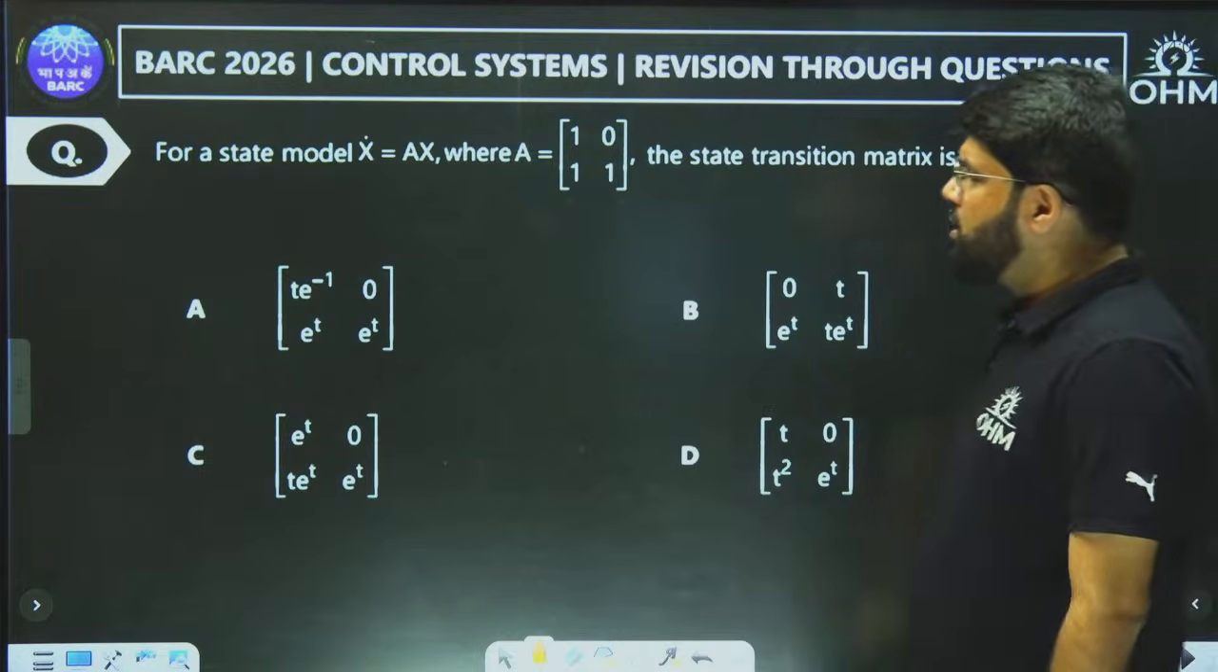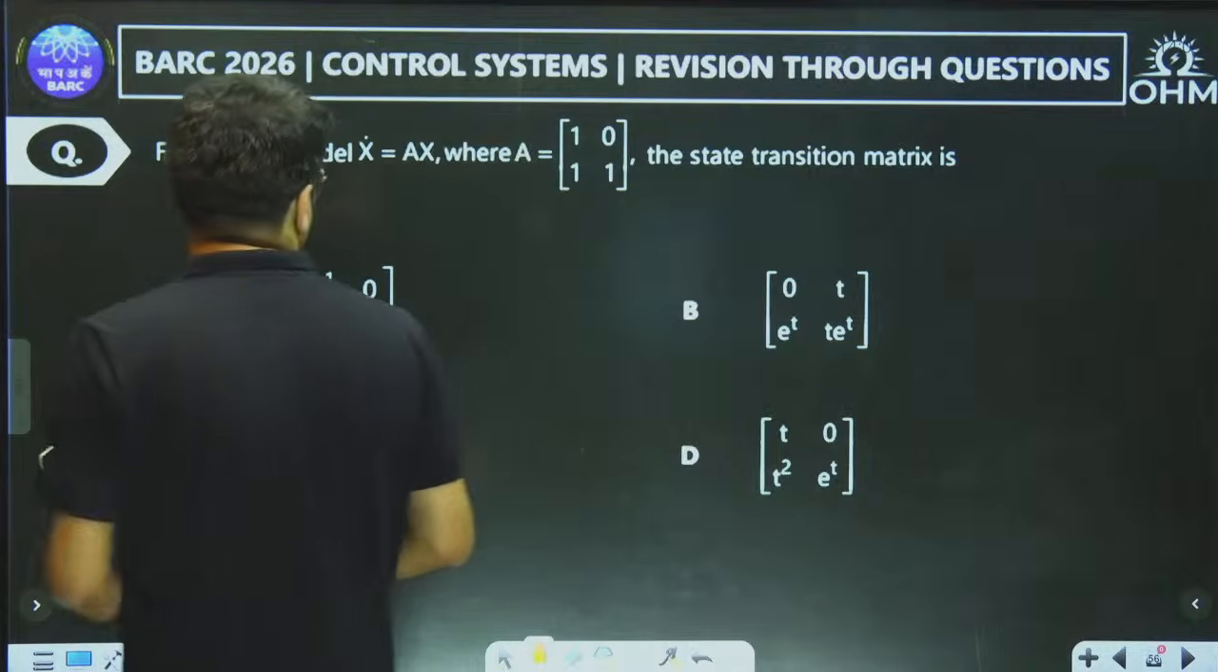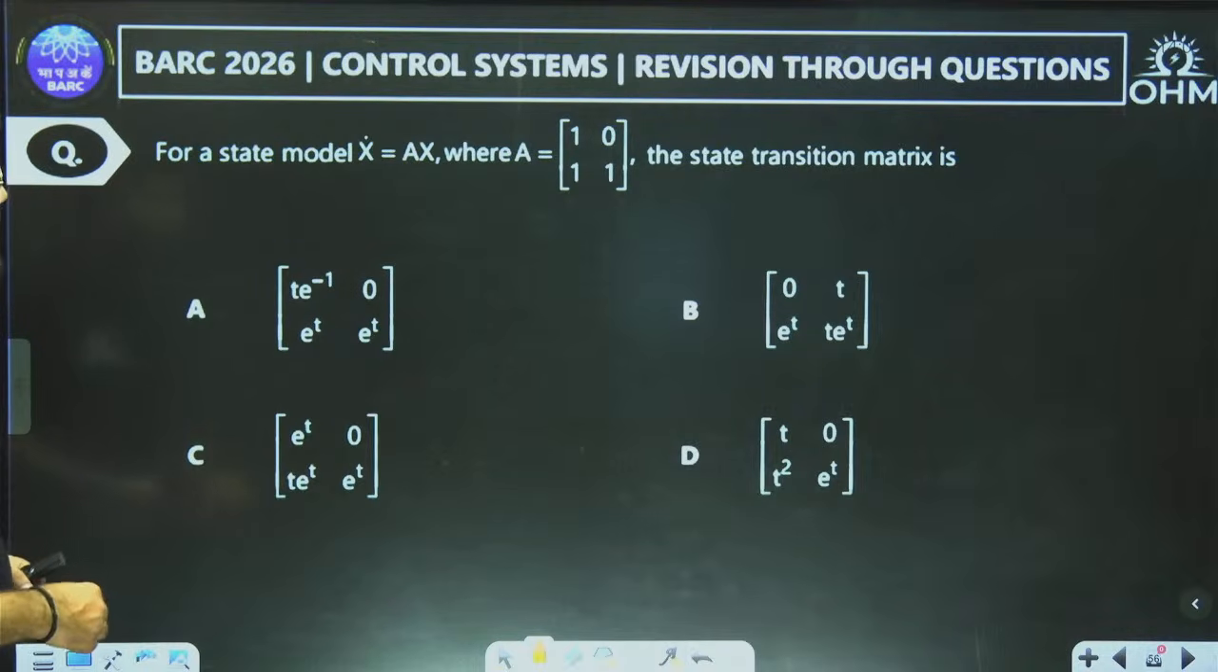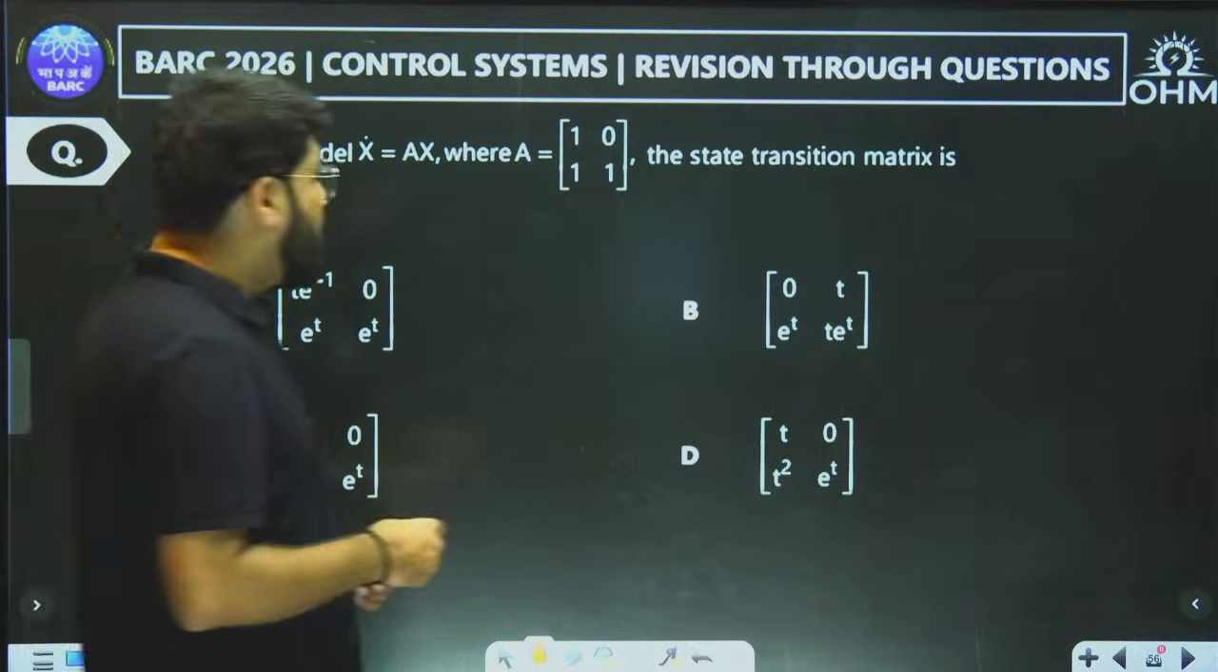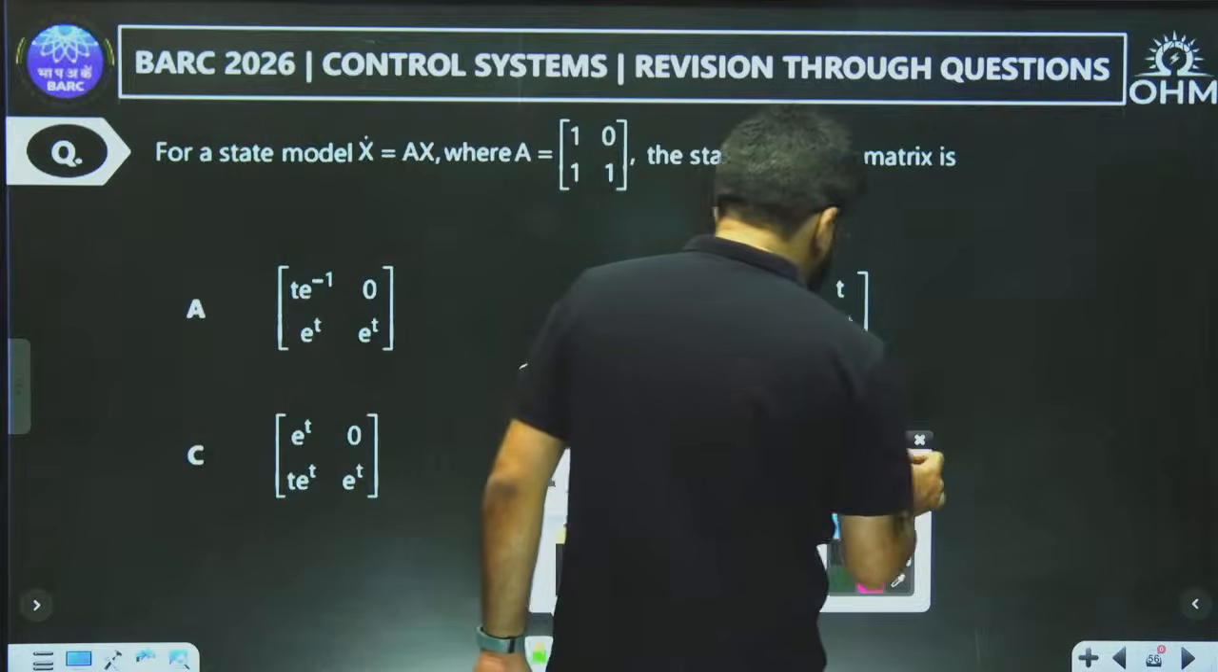Have a look into this. For the state model x dot equal to Ax, where A is [1, 0; 1, 1], what is the state transition matrix? Now, how do you calculate the state transition matrix in general?